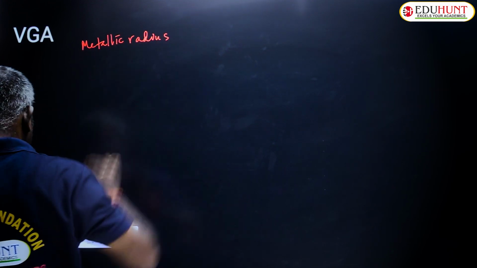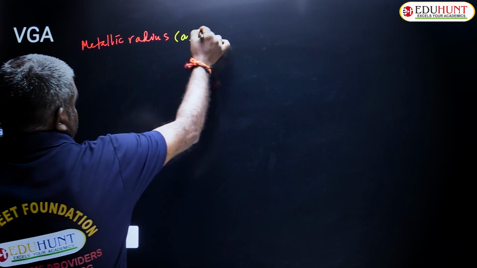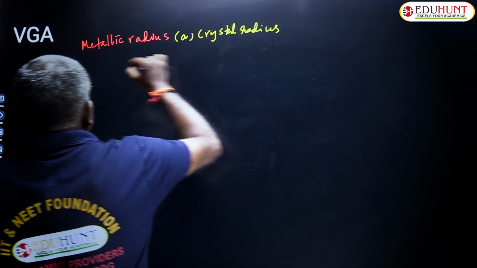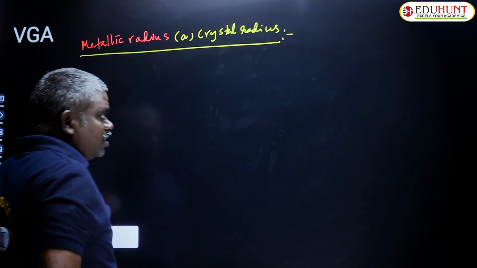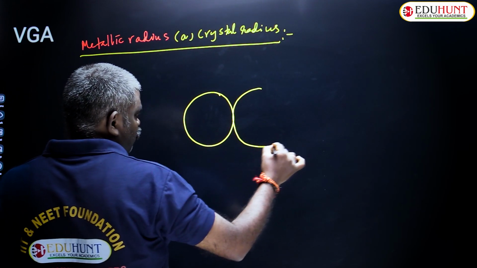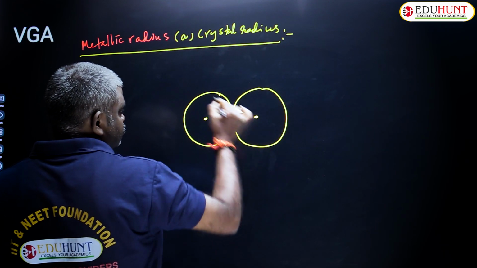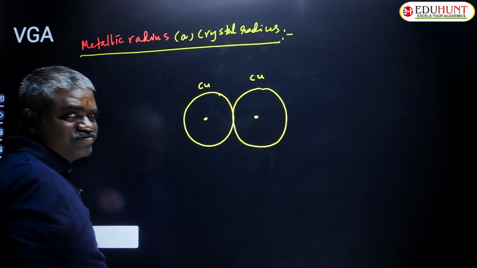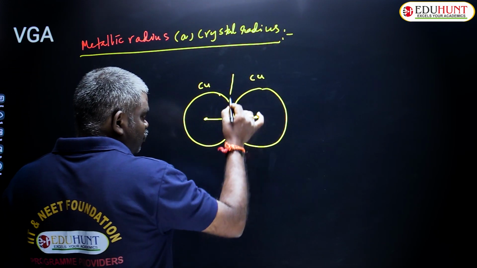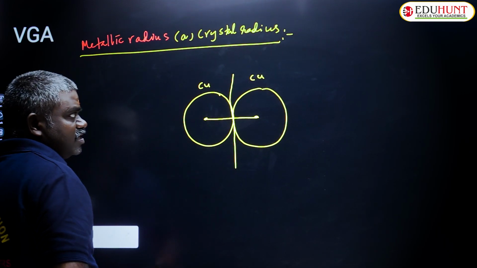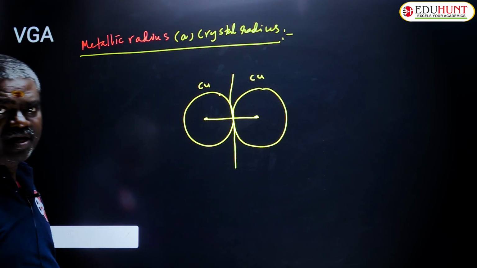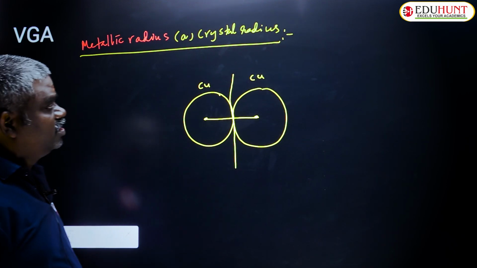See, metallic radius is also known as crystal radius. So generally, take two metals. One is copper, another also copper. Understood? Now half of the distance between the centers of the two metals is known as metallic radius. It is half of the distance between the centers of the two metals which are bound by a metallic bond. It is called metallic radius.